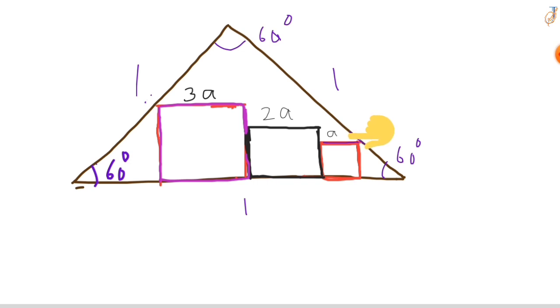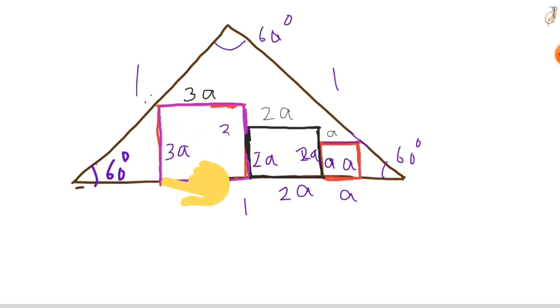The length is A, this length is also A, the bottom one is also A, and this is also A. In this square, if this side length is 2A, that means this length is also 2A, this length is also 2A, and the bottom length is also 2A. In this big square, if the length is 3A, that means this side length is also 3A, and this bottom length is also 3A. Their angles are 90 degrees. If this is 90 degrees, this side is also 90 degrees.